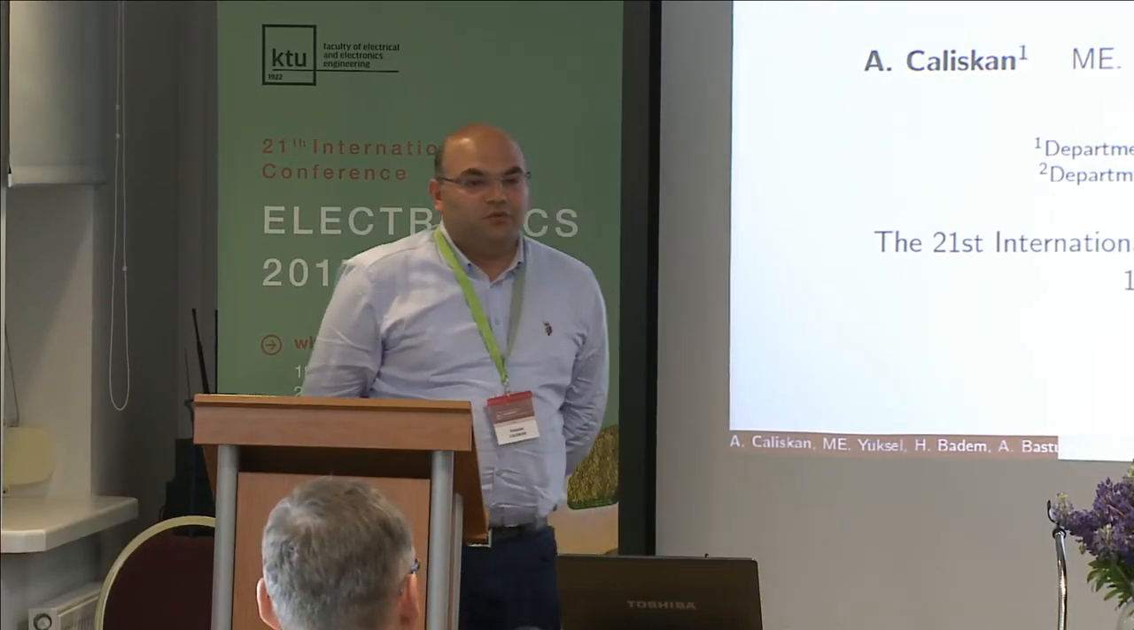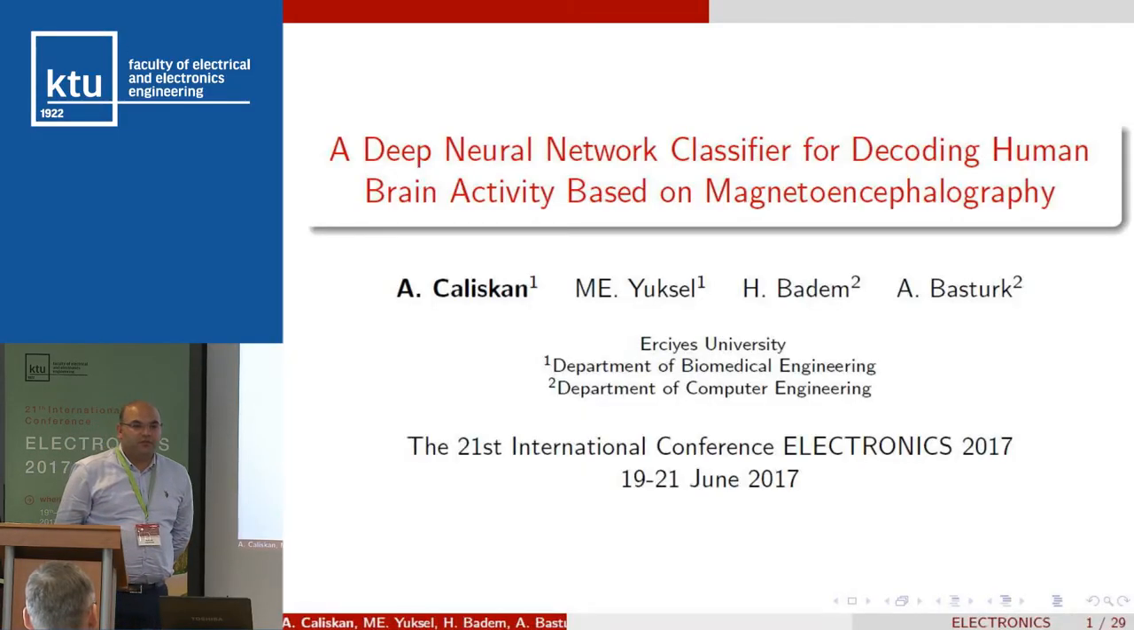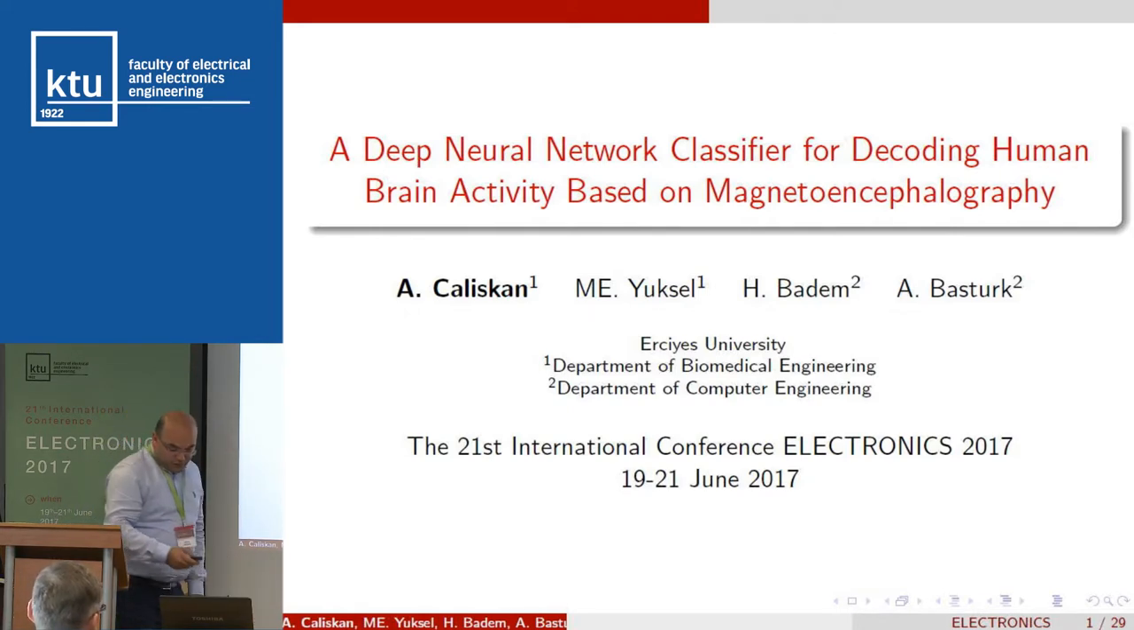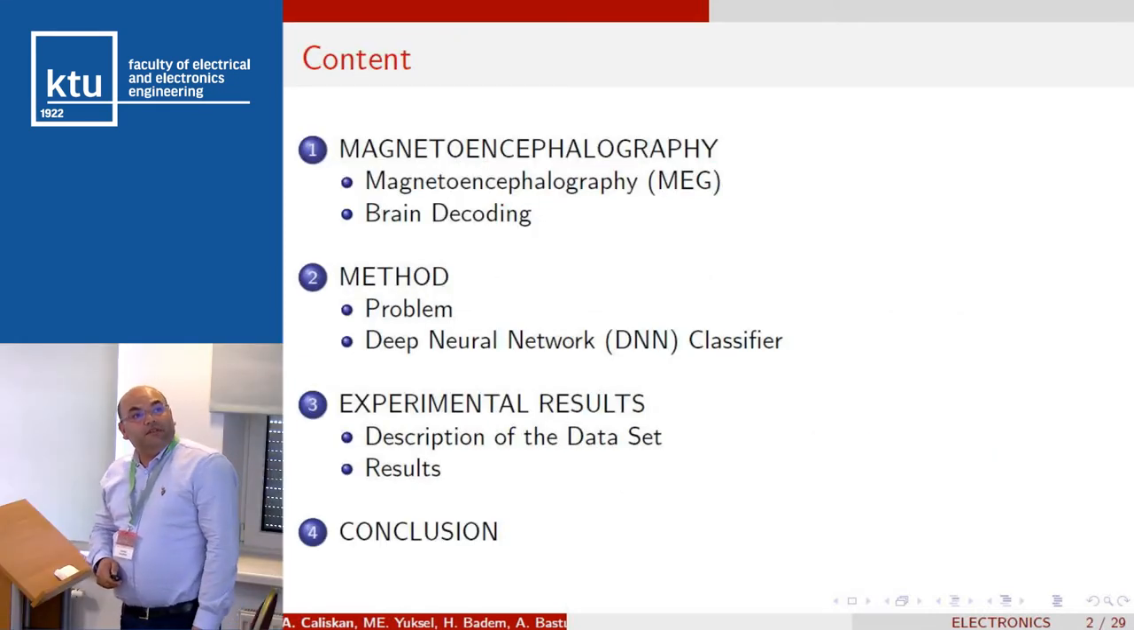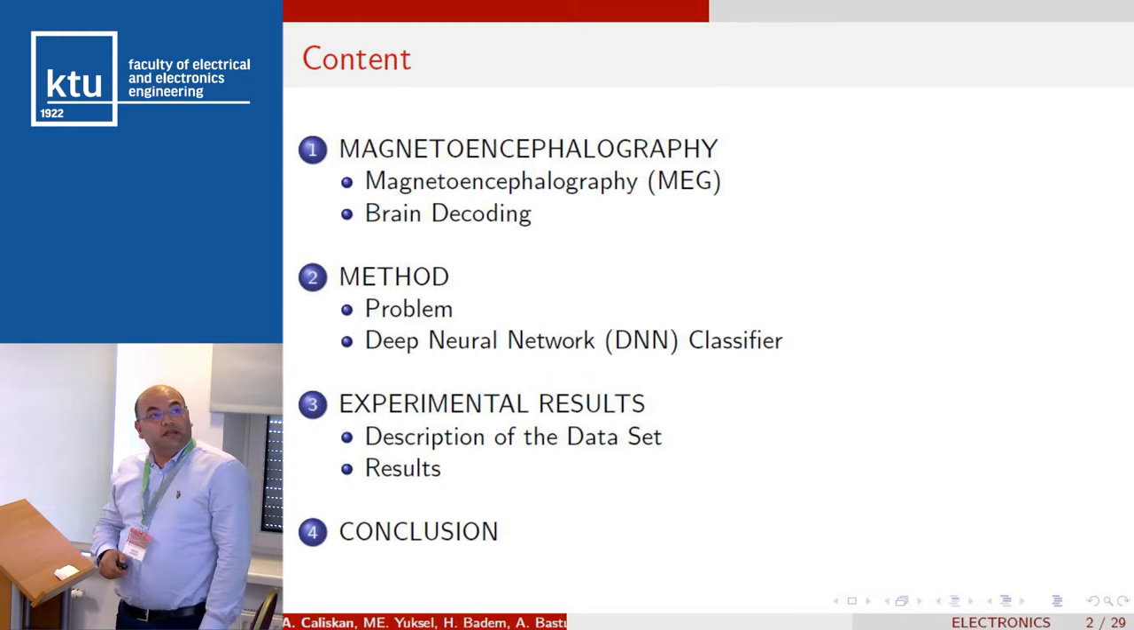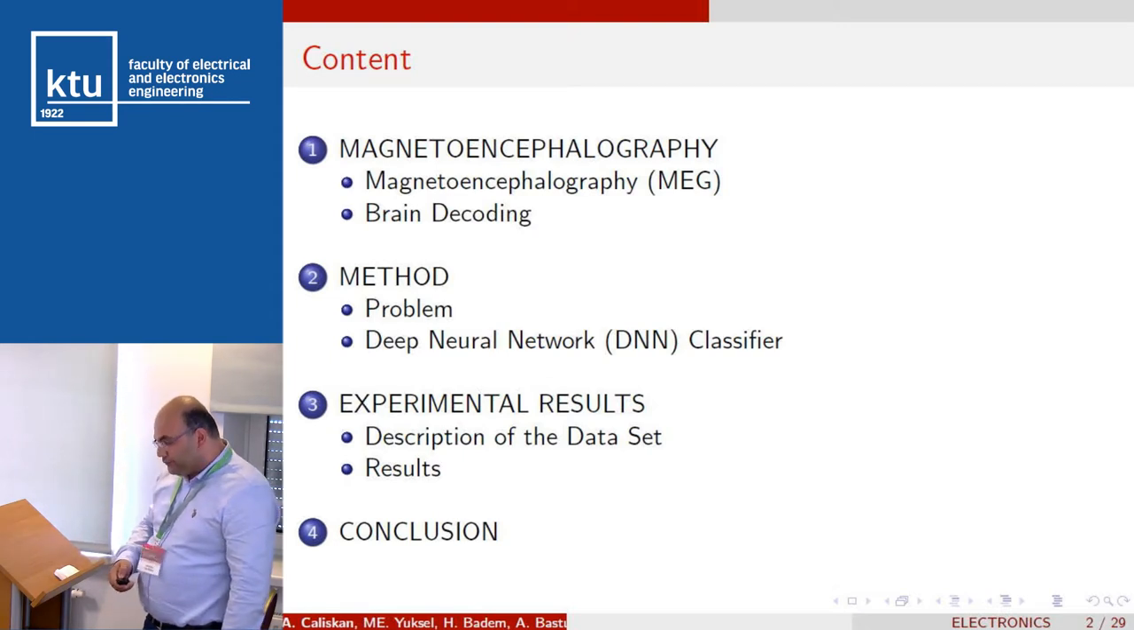Thank you for being here today. I am Abdullah Çalışkan from Erciyes University in Turkey. I am here today to talk about a deep neural network classifier for decoding human brain activity based on magnetoencephalography. I have divided my presentation into four sections. First, magnetoencephalography. Second, methods. Third, experimental results. The last one is conclusion.